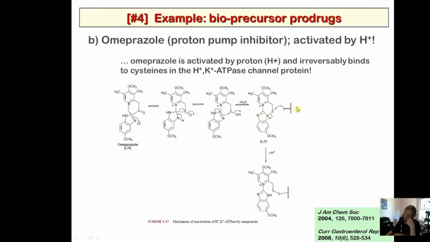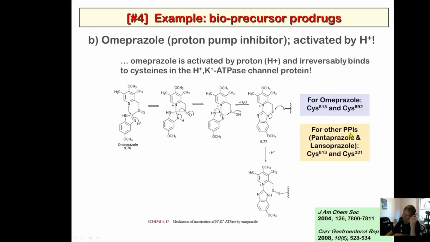active site of the proton pump will attack sulfur and form a disulfide linkage like this. And when this happens, now this is permanently attached to your proton potassium ATPase molecule, protein, your proton pump. Okay, and so for omeprazole, it's binding to specific cysteines that have been characterized, cysteine 813 and cysteine 892.